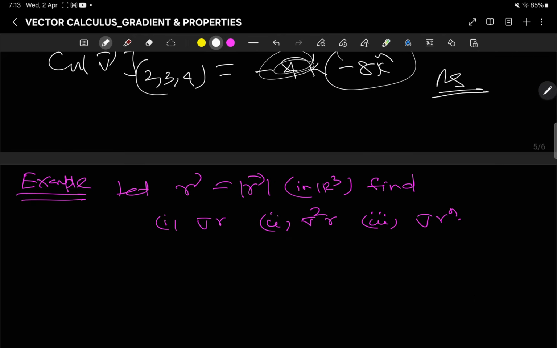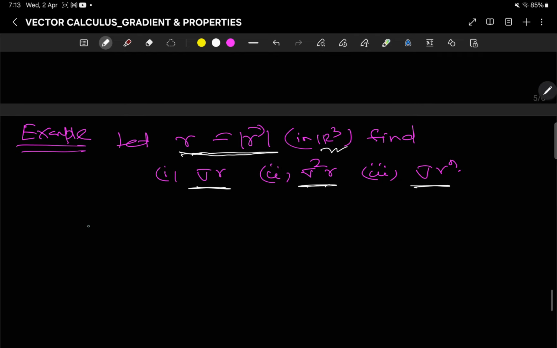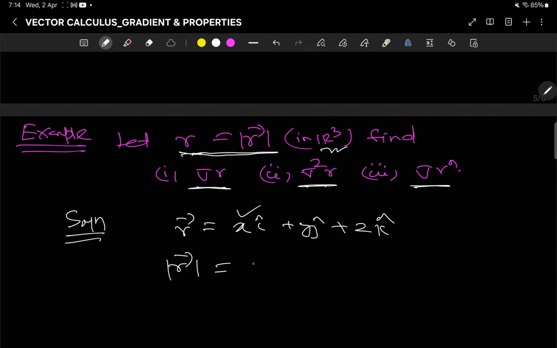Okay, now coming to some more examples. Coming to another example, you are given r is a scalar, it should be a scalar. r is modulus of r in R^3, and you find grad r, del square r and del r to the power n. So what is your r? In 3 dimensions, r is xi plus yj plus zk. What is the magnitude of r? It is the square root of x square plus y square plus z square.